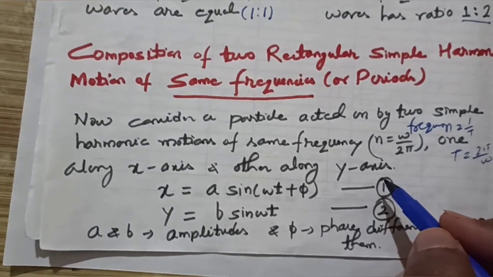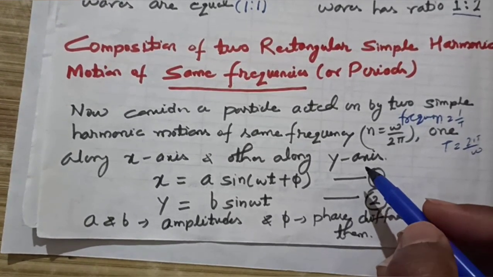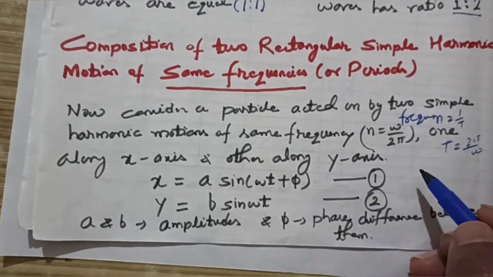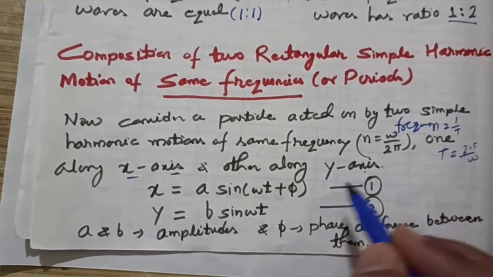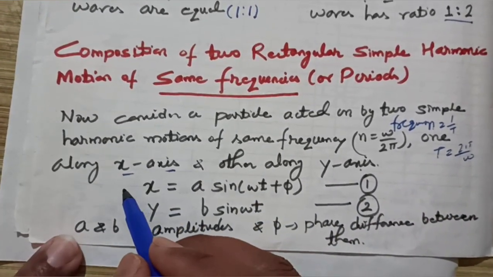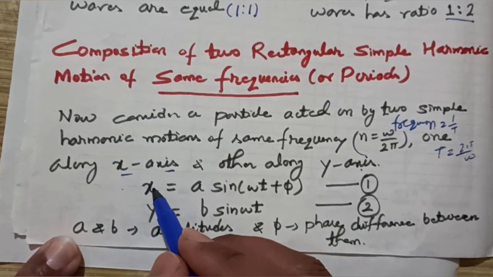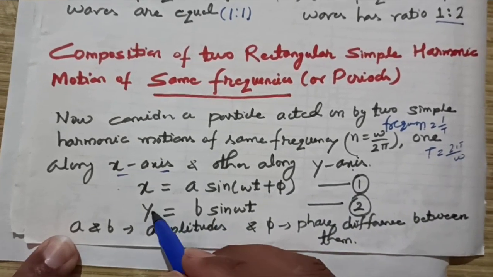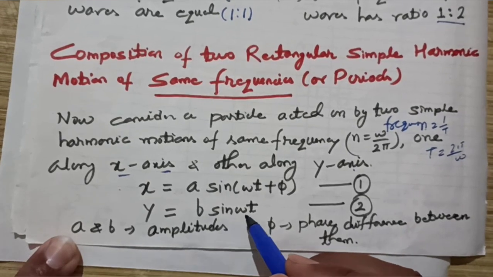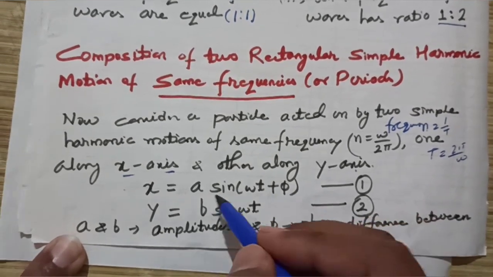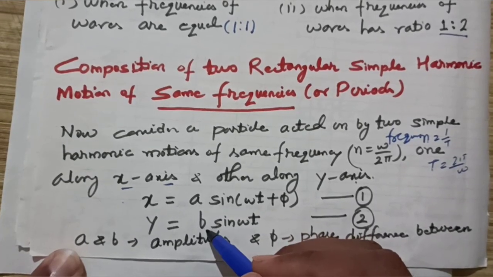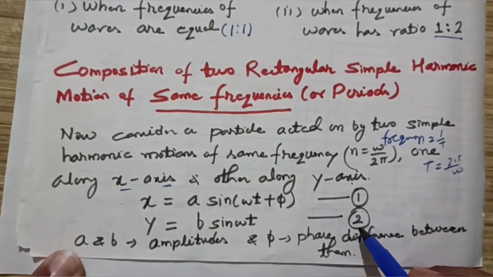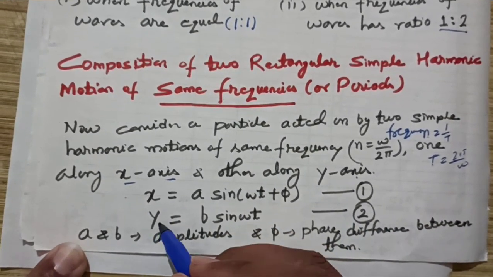As I have earlier told you, there are two simple harmonic motions acting on a single particle simultaneously, one along the x-axis and one along the y-axis. So from here you can have the equation for the x-axis: x equals a sin(omega t plus phi). This is represented by equation 1. And the other one, y equals b sin omega t. Here a and b are the amplitudes, and phi is the phase difference between the two waves acting on the x-axis and the y-axis.